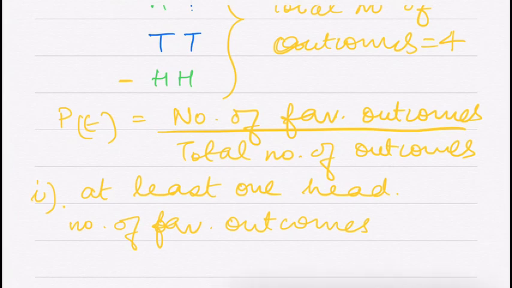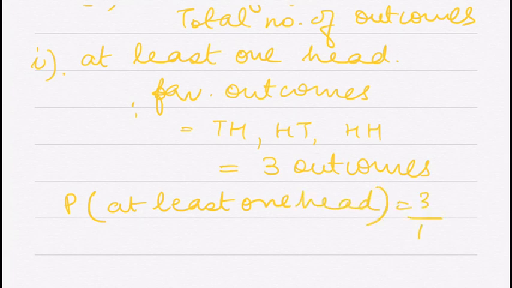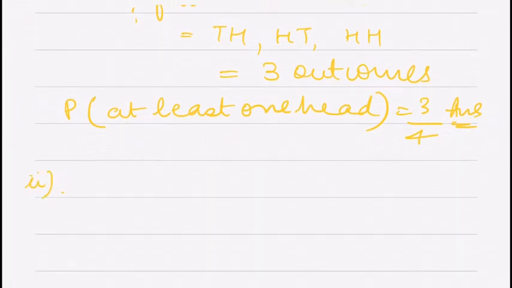At least one head will have how many outcomes? My favorable outcomes will be tail head, head tail, and head head. All 3 options will be there, right? So there are a total of 3 outcomes. The probability of getting at least one head will be equal to 3 by 4, since total outcomes are 4. So that's my answer. Let's move to the second part.